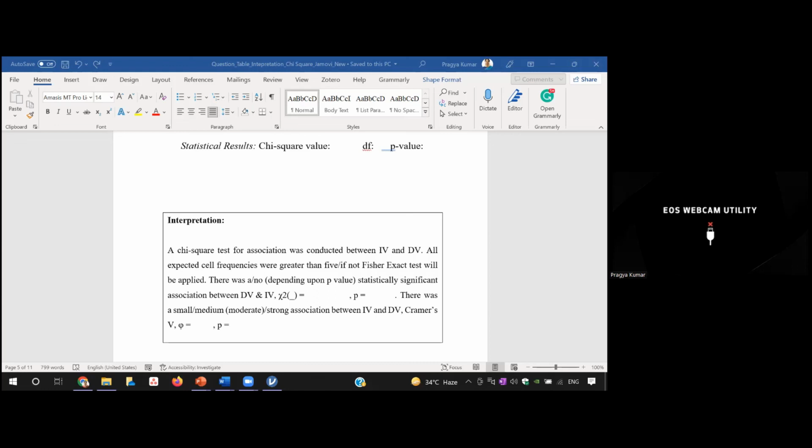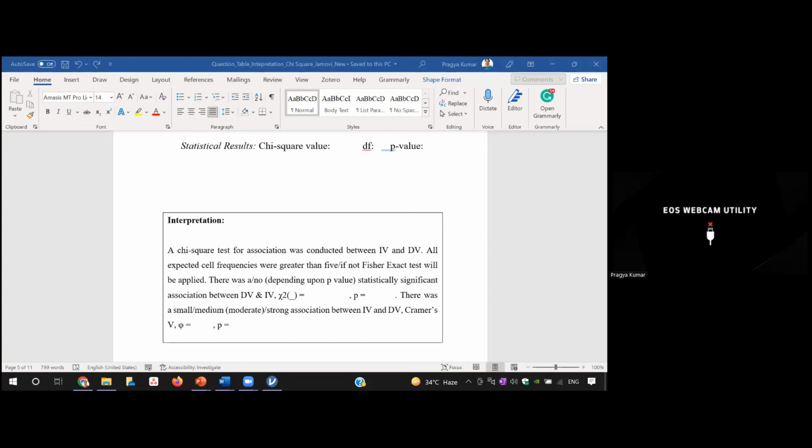In that case, it might happen that the chi-square will be non-significant, but the phi and Cramer's V will be significant. So when there is a small sample size, there can be a strong correlation. The value might go up to 0.7, but it is not significant. It might happen, usually because of the sample size issue.